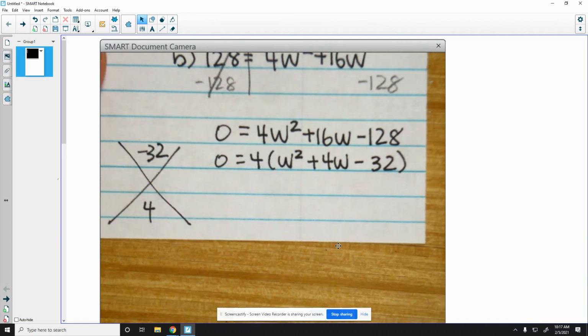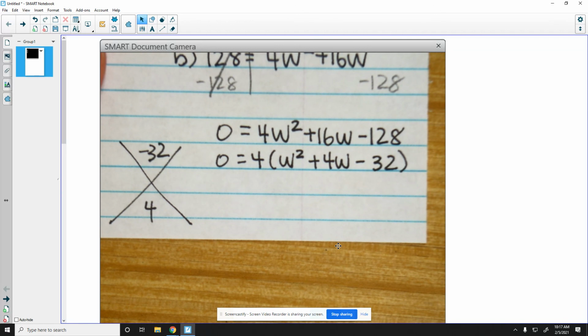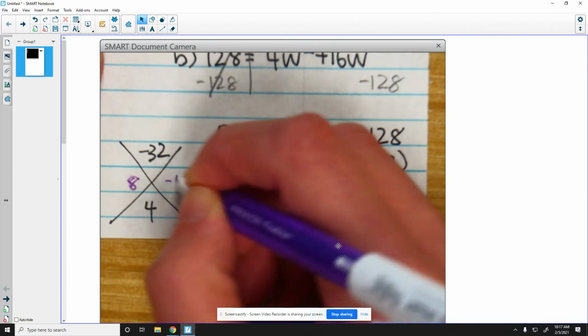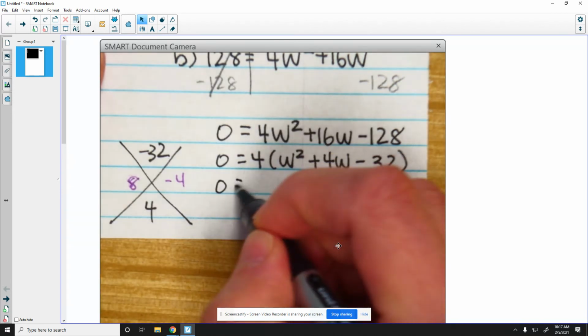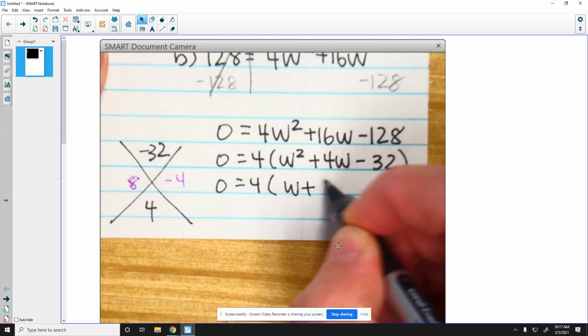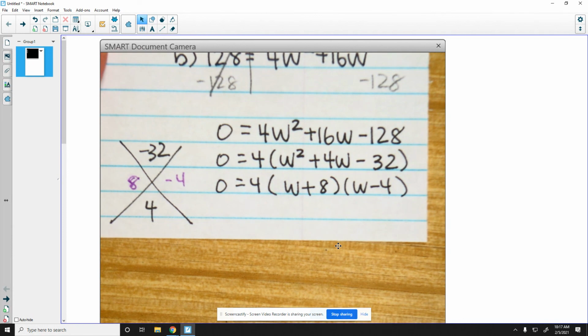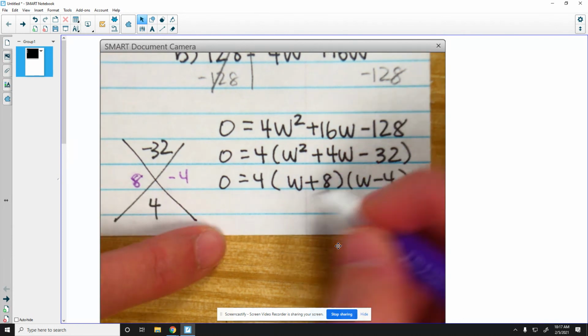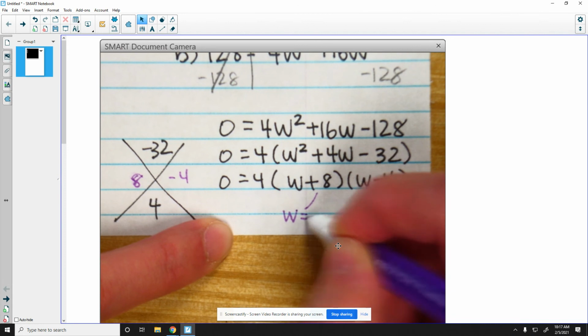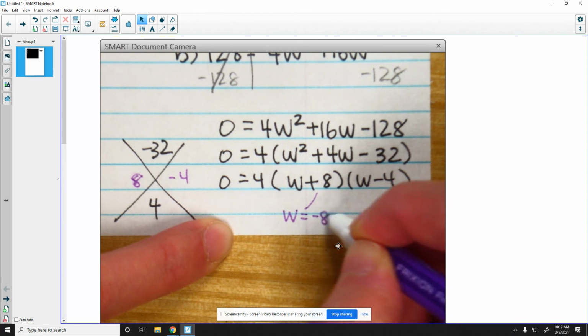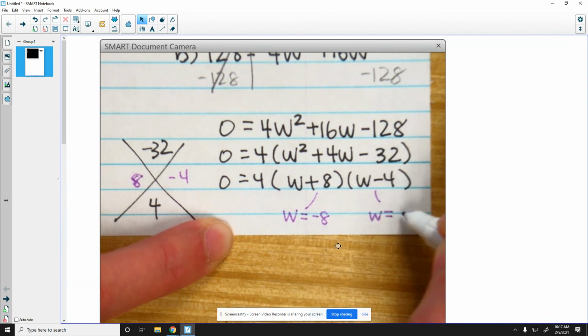What do you think? Yes, Emily? 8 and negative 4. Good job. So I have 0 equals 4 times W plus 8, W minus 4. I still have to solve for W. Now what do I do? Set it equal to 0. So this is W equals what? Negative 8. This one is W equals positive 4, right?